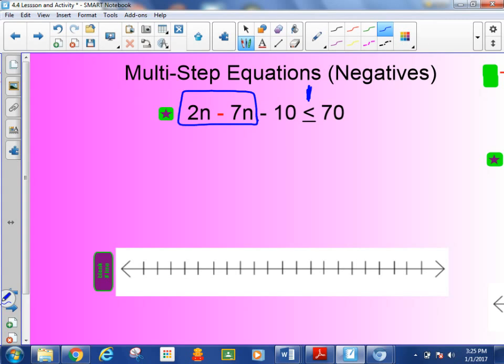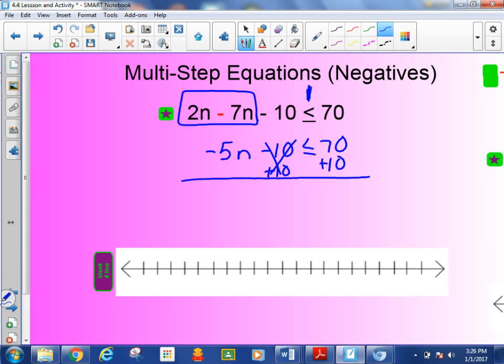If I did 2 minus 7, that would give me negative 5n minus 10 is less than or equal to 70. Now we're back to the steps that we were just previously doing. We would go ahead and add 10. Add 10.